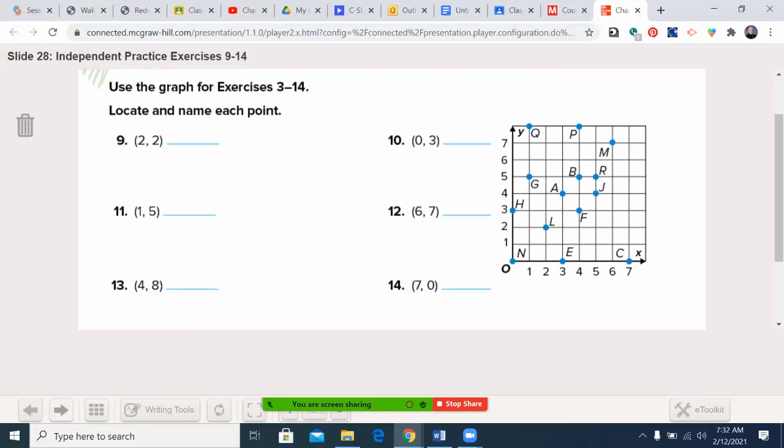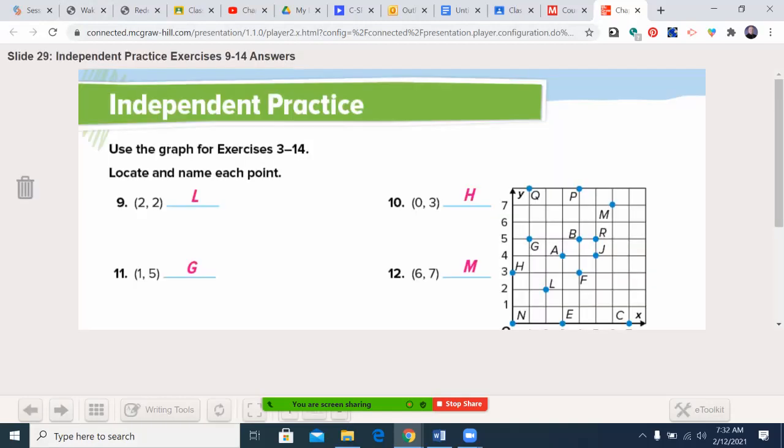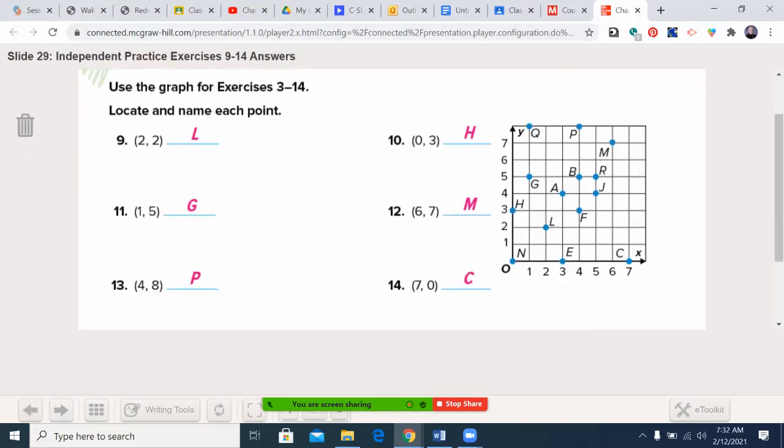All right, welcome back. We saw that 2, 2 was L, and that's the one I gave you. 0 over and 3 up was H. 1 over and 5 up was G. 6 over and 7 up was M. 4 over and 8 up, and it's 1 above the 7, is 8, that's a P. And 7 over and 0 up was C.